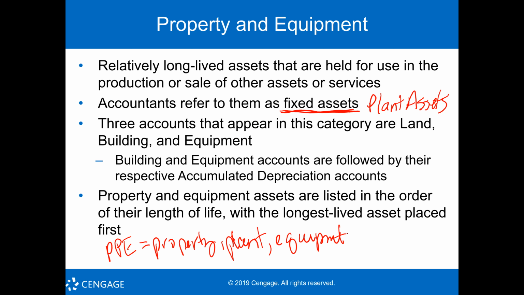Three accounts that appear in this category are land, building, and equipment. Just like it shows here, building and equipment accounts are followed by their respective accumulated depreciation accounts. Property and equipment assets are listed in the order of their length of life, with the longest lived asset placed first. And remember, land is not depreciable. So we do not have an accumulated depreciation account for land.